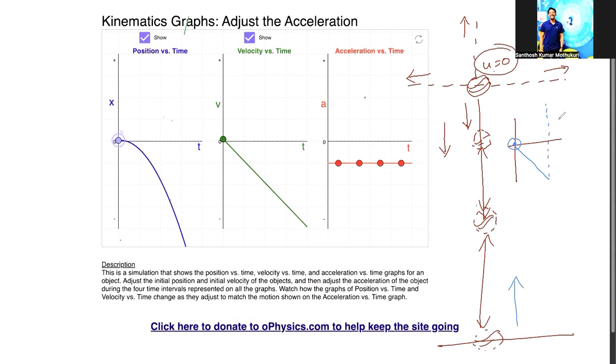That means positive value of. And now the velocity keeps decreasing. Am I correct? This is how the graph looks like. This is the velocity time graph of the ball, which is falling from a height.